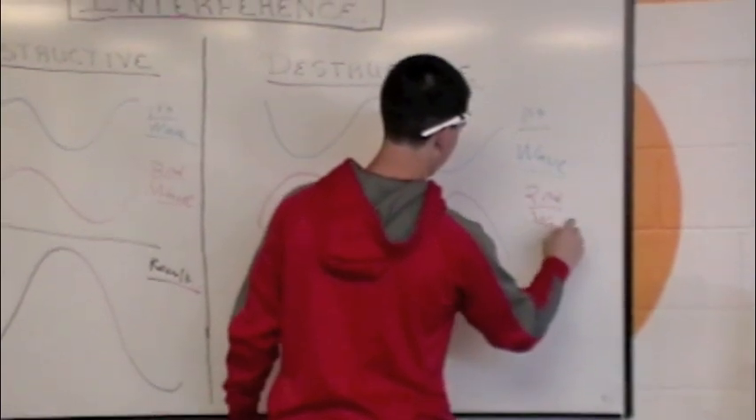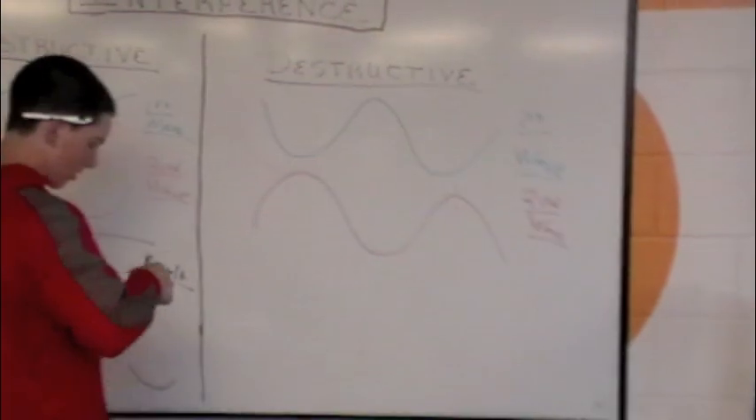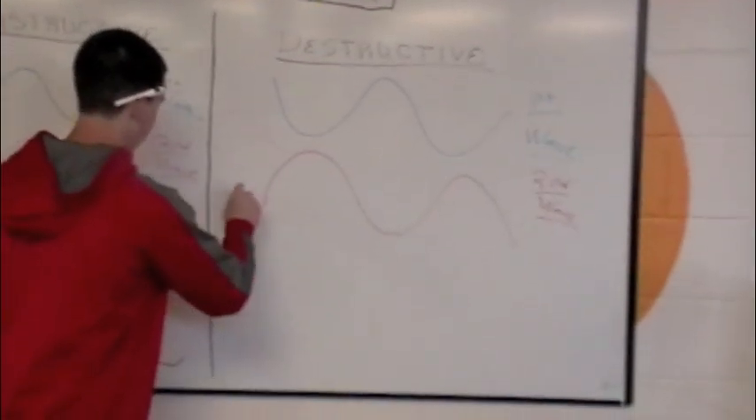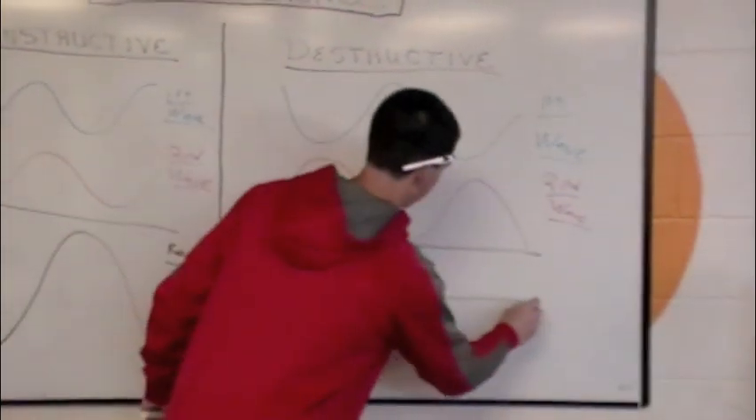The first wave would be a positive number in the equation, and the second wave would be a negative number. So it's like you're subtracting them, but you're really adding them. So now the resultant wave would be just a straight line.